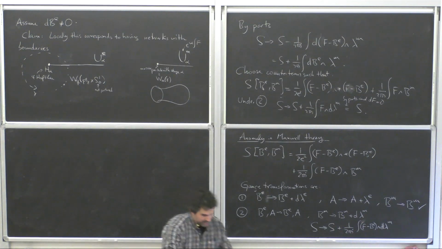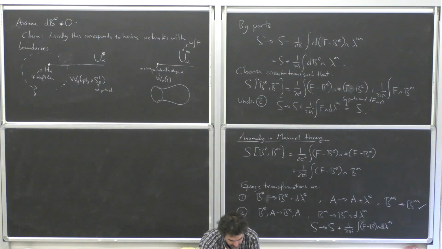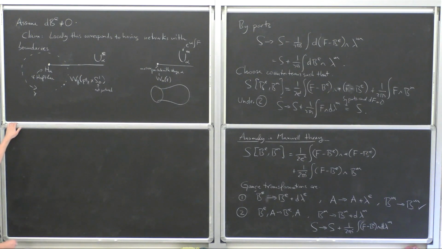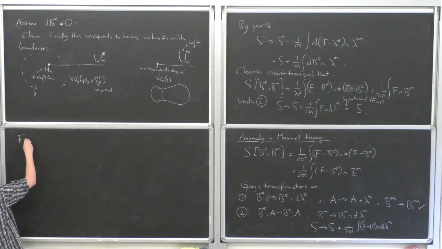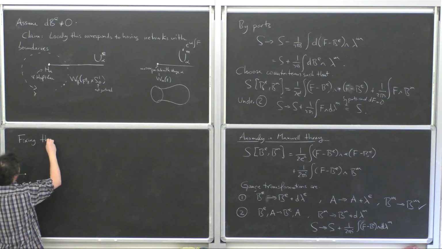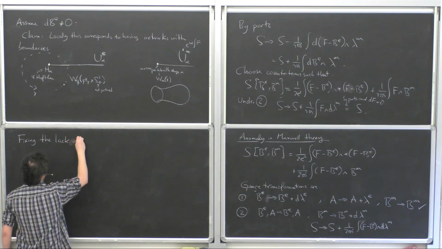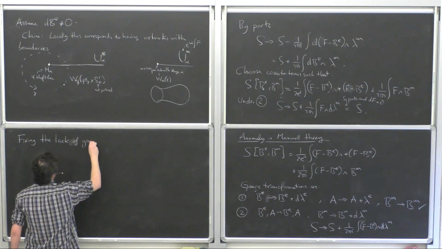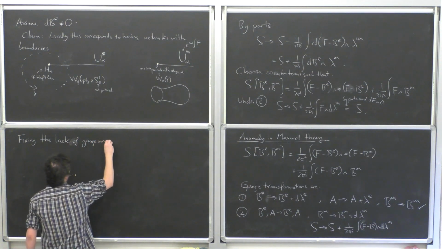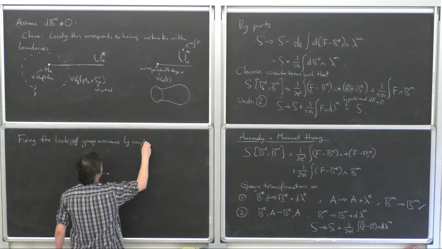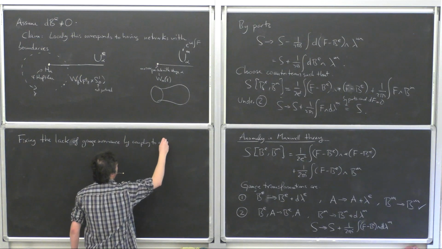Right, so let me introduce, and I'll go into much more detail in coming lectures, the more modern version of anomalies. What do we mean by an anomaly? So I'm going to fix the lack of gauge invariance by coupling to a 5D bulk.